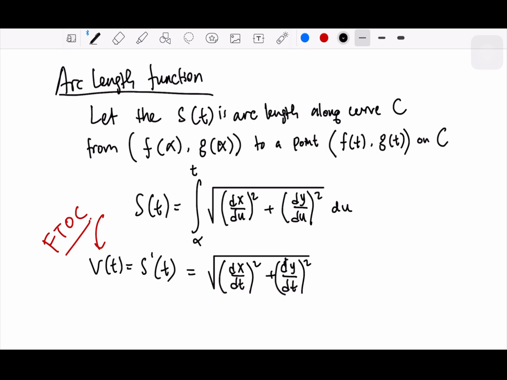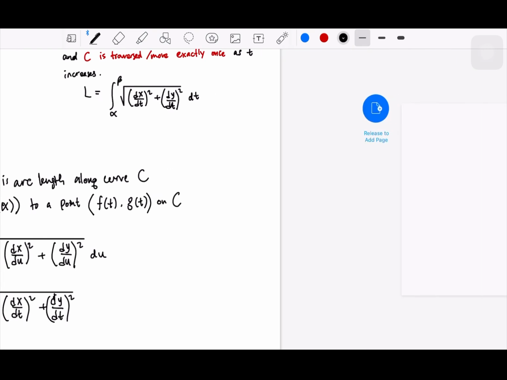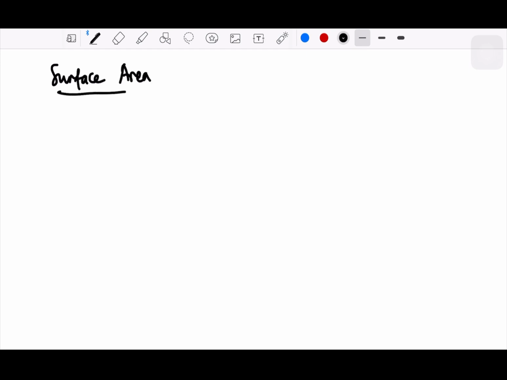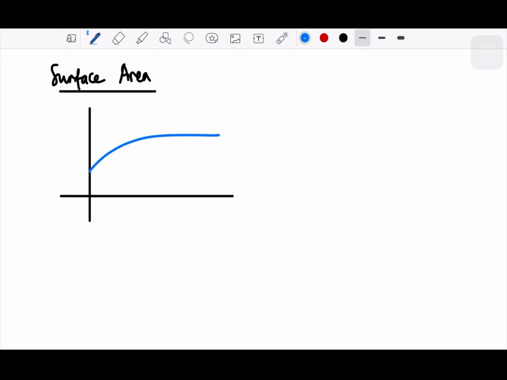Okay, one more part on this calculus of parametric equations is the surface area. I think I can write down the formulation for the original one first. That is in calculus 1.